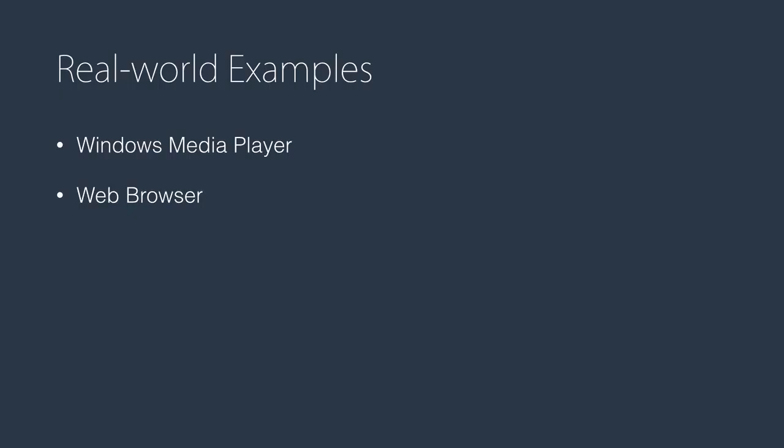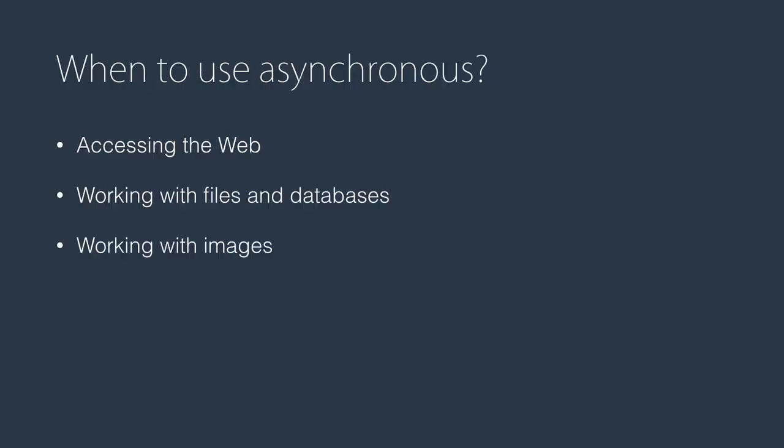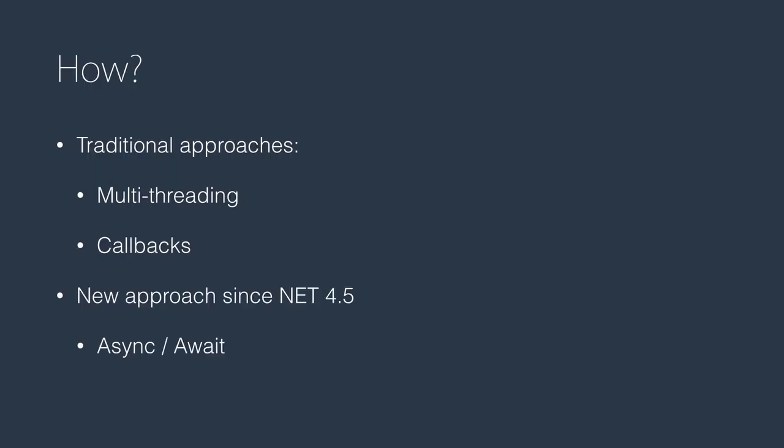You could not touch that window. Same for your web browser. As a web browser downloads content from the web, the UI is still functioning. It's responsive. And that's the benefit of asynchronous programming model. So when do we use asynchronous programming? Anytime we have a blocking operation, such as accessing the web, working with files and databases, working with images, and so on.